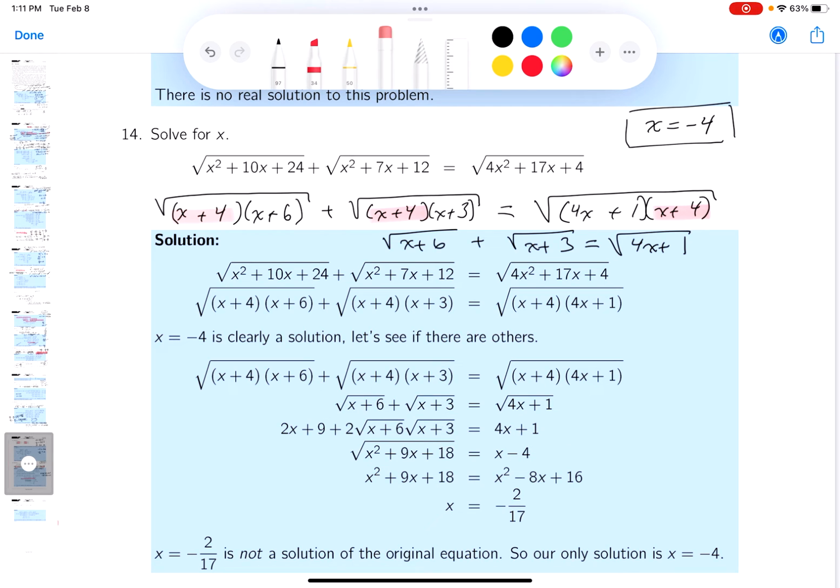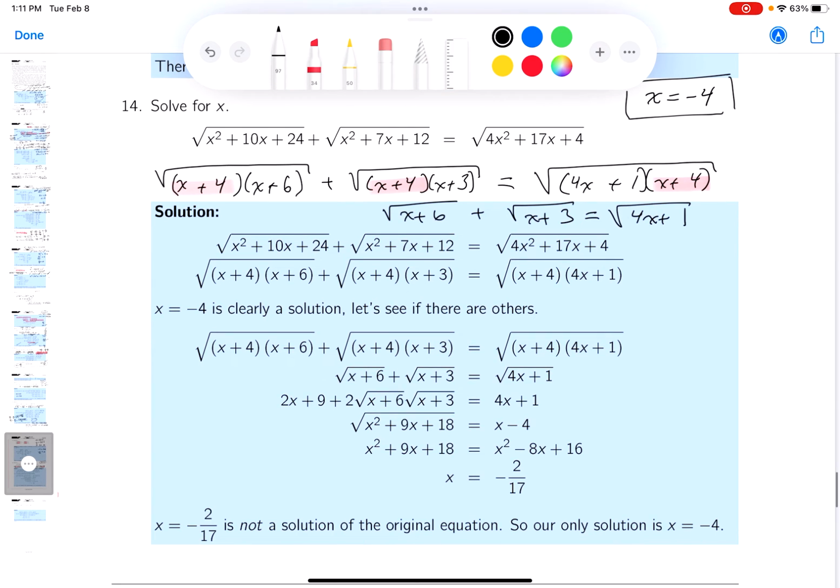All right, then what would I do? I would square both sides, all right? And I know it's tough, but you got to go forward. So what do you get if you square both sides? You would get x squared plus 9x plus 18. Hopefully things are getting simpler as you move forward. And then you get x squared minus 8x plus 16. All right, that's pretty simple.